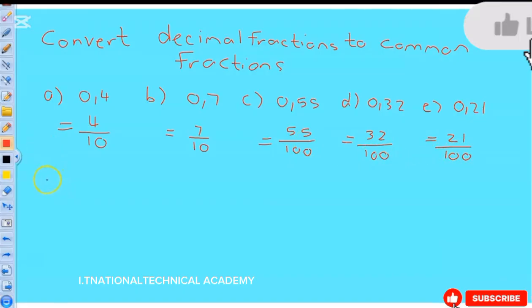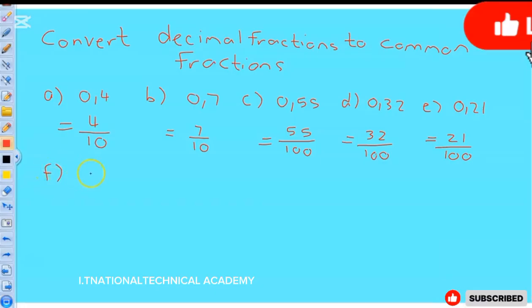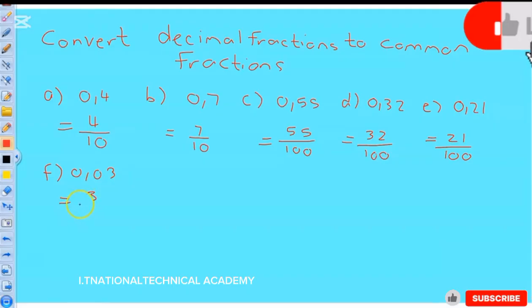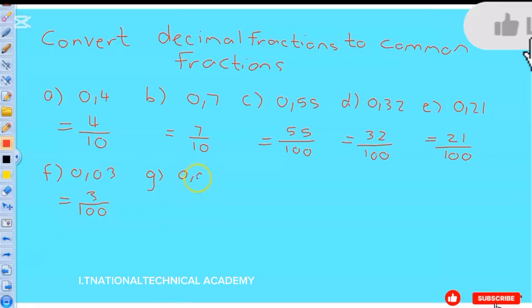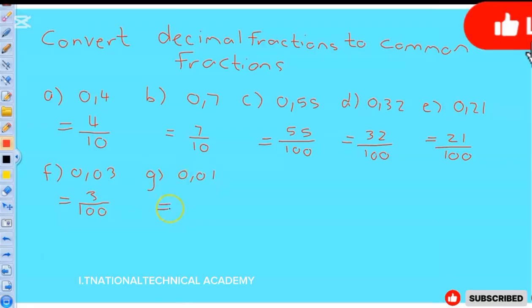Then we have f, that is equal to 0,03, that is equal to 3 over 100. Then we have g, that is equal to 0,01, that equals 1 over 100.